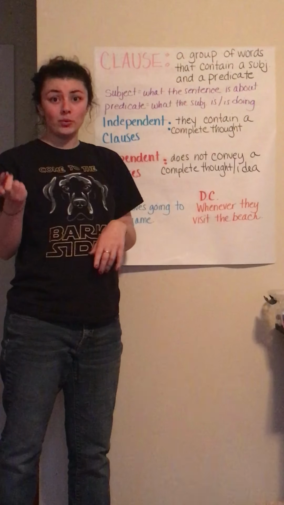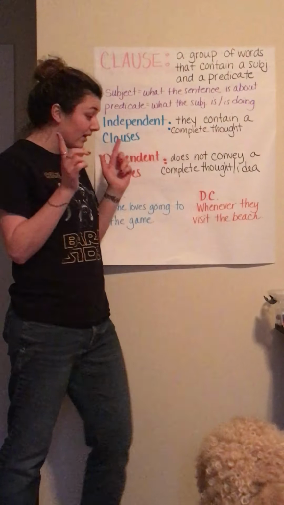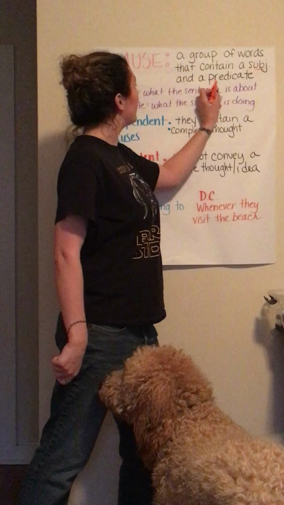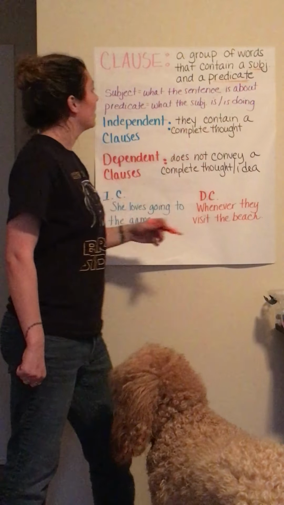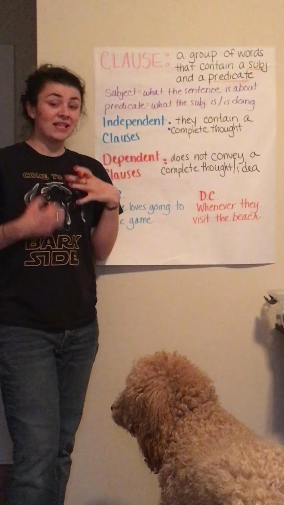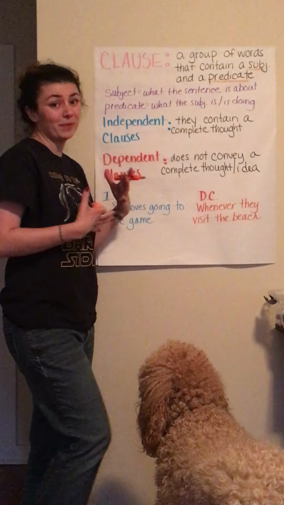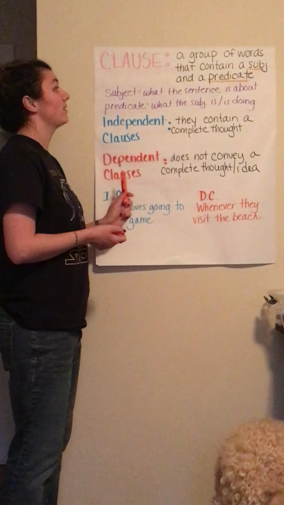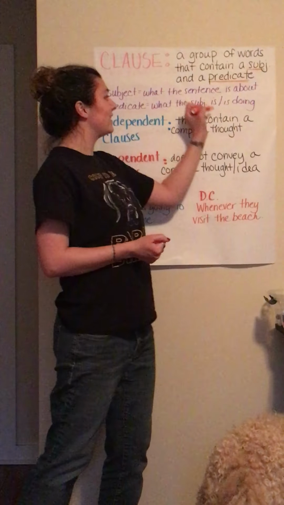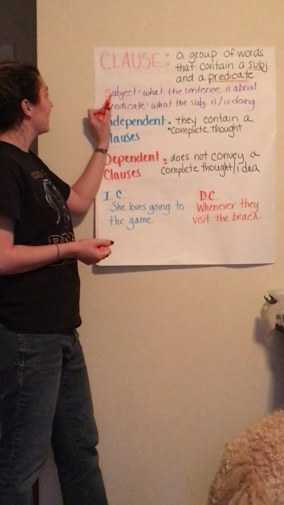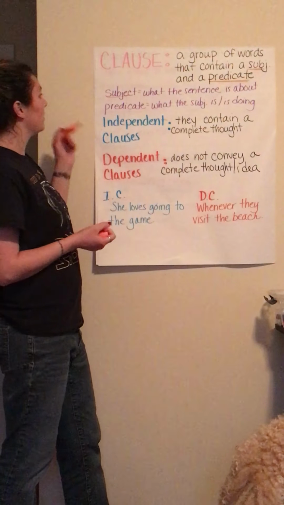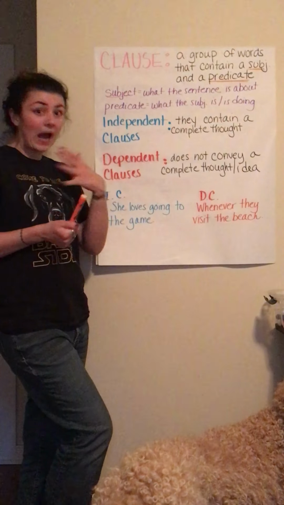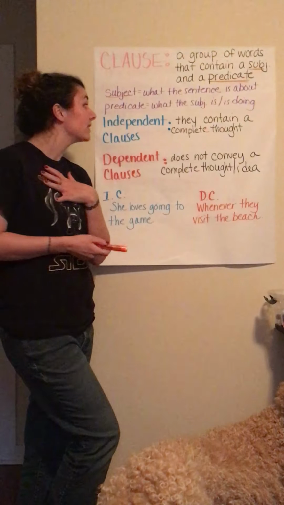So the things we want to note in this definition are the word subject and the word predicate. Those are the key terms you need to take away from this lesson in order to determine whether a sentence is an independent clause or a dependent clause. A subject is what the sentence is about. The subject will most likely be a noun. So if I say, I am going to the store, the word I is the subject of that sentence.